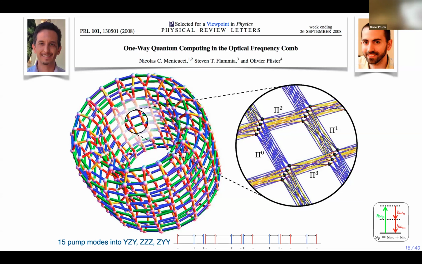And Nick and Steve have moved on. Steve Flamia has worked on everything at AWS, at Sydney, at Caltech, now at Virginia Tech. Nick is in Australia at Melbourne RMIT University, and they're working on tons of things. I'm still working on my QMOS.